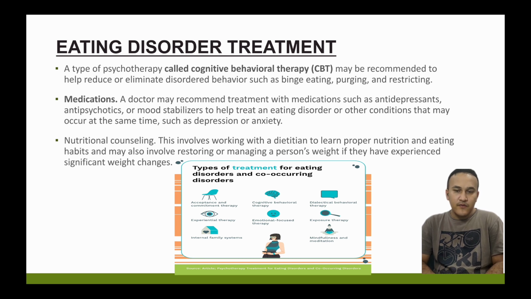A type of psychotherapy called cognitive behavioral therapy, CBT, may be recommended to help reduce or eliminate disordered behaviors such as binge eating, purging, and restricting. CBT involves learning how to recognize and change distorted or unhelpful thought patterns. Medication: a doctor may recommend treatment with medication such as antidepressants, antipsychotics, or mood stabilizers to help treat the eating disorder or conditions that may occur at the same time, such as depression or anxiety.